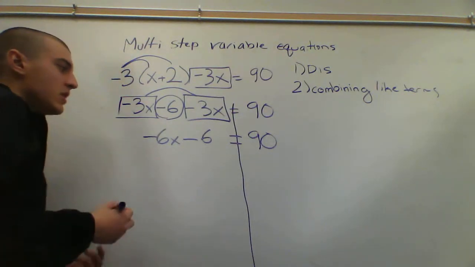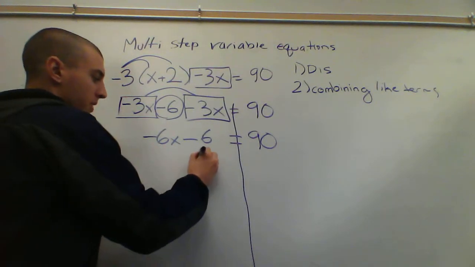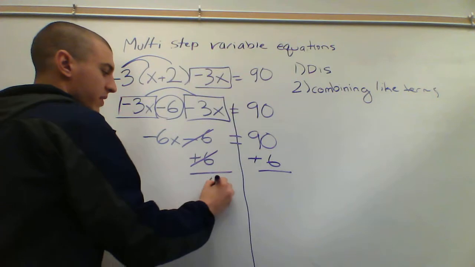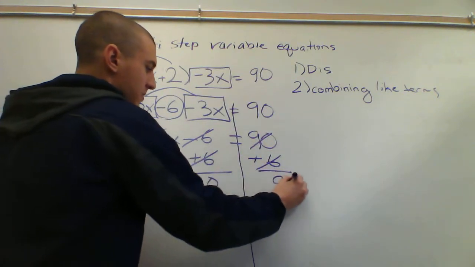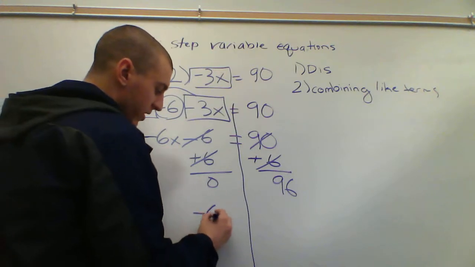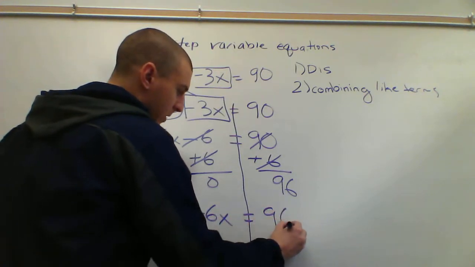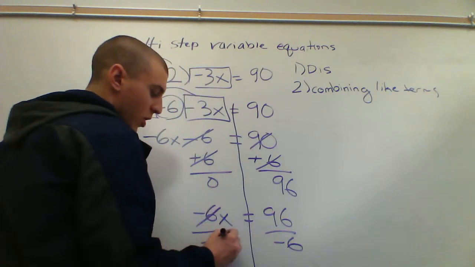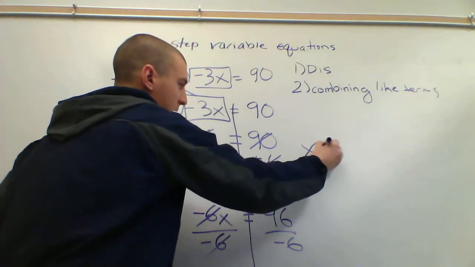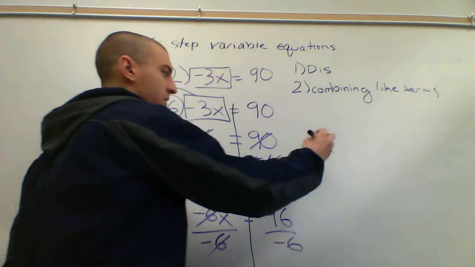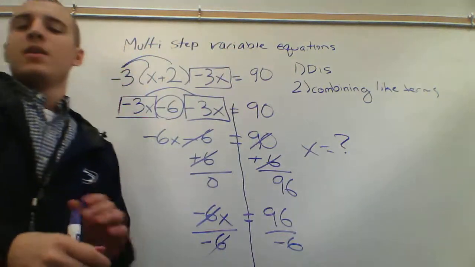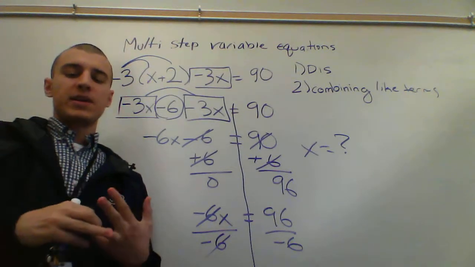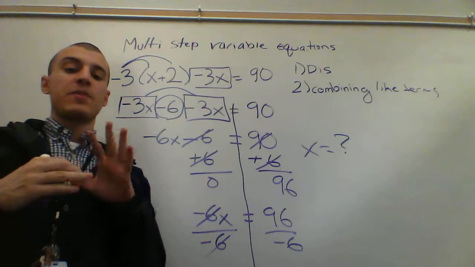Okay? So now we solve like our two-step equations. Plus 6 on this side, plus 6 on this side. Negative 6 plus 6 is 0. 90 plus 6 is 96. Okay, bring down what we haven't used. Negative 6x equals 96. And then we divide both sides by negative 6, right? Because we want to make the coefficient 1. And we end up with x equals something. I don't have a calculator on me. So those are your steps for multi-step variable equations. Okay, so far we've gone through one step, two step, and multi-step. Next we're going to move on to multi-step with variables on both sides.